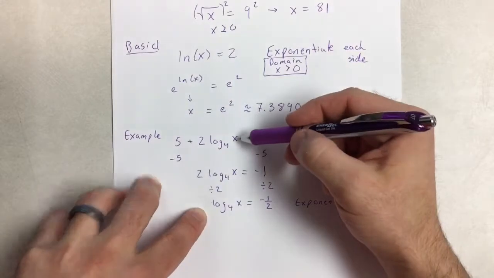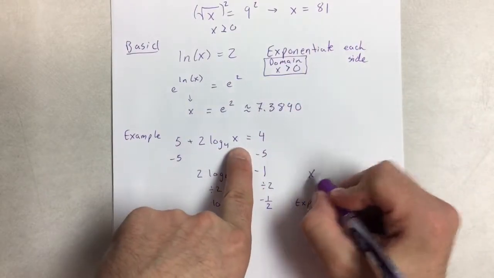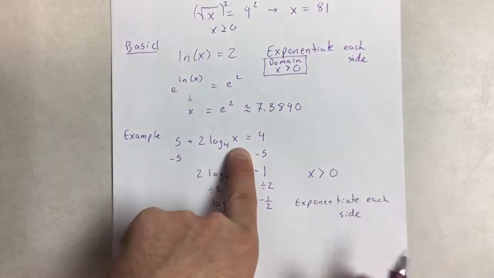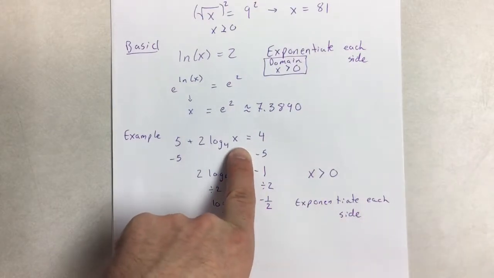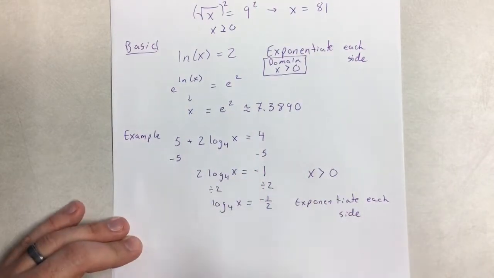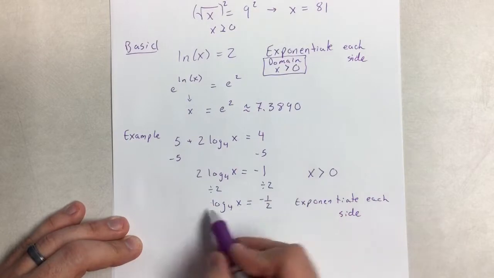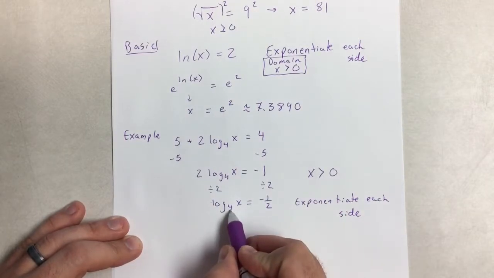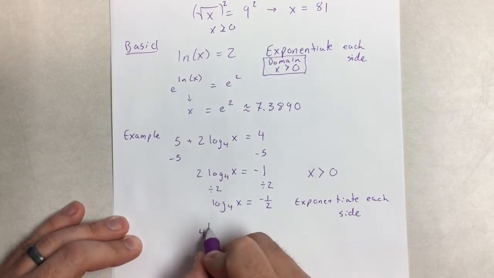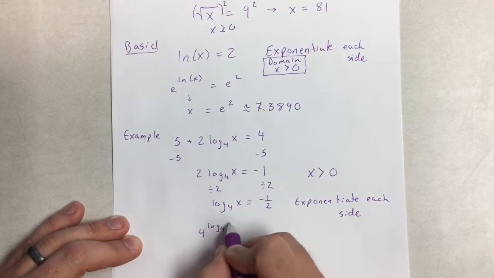Recalling that our domain, our x values have to be greater than 0. It can't equal 0 either. It has to be just greater than 0. Just pay attention to that. So we're going to raise both sides, looking at the base, we're going to raise both sides using base 4.